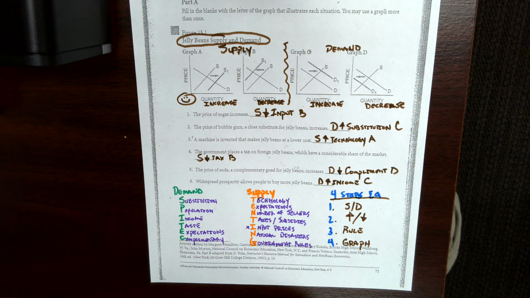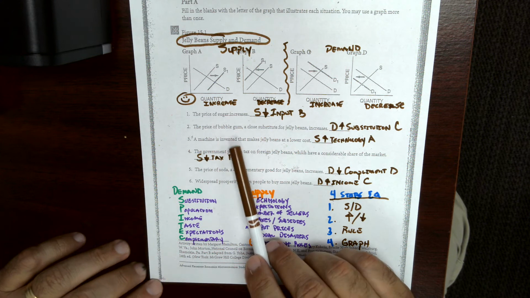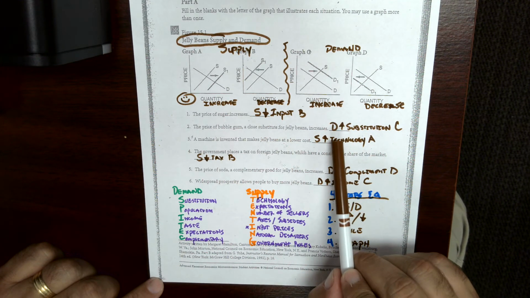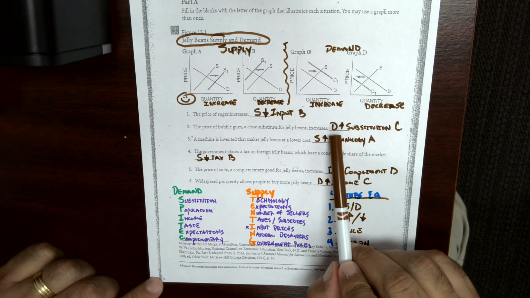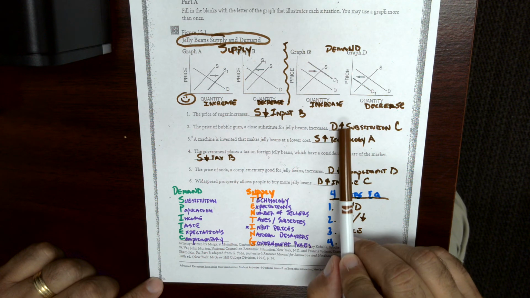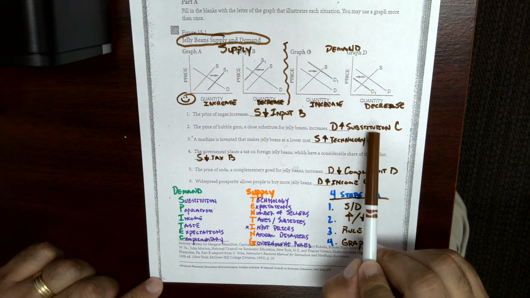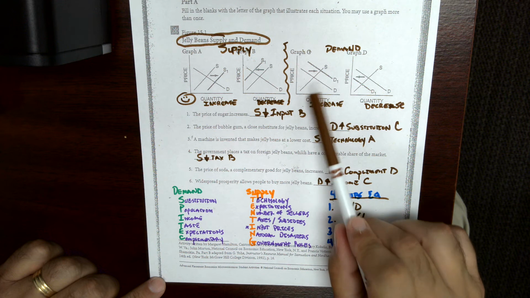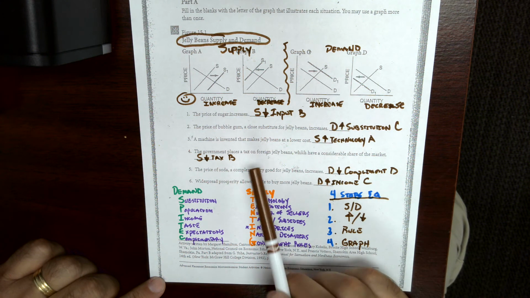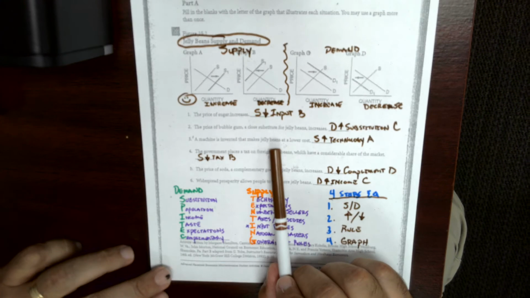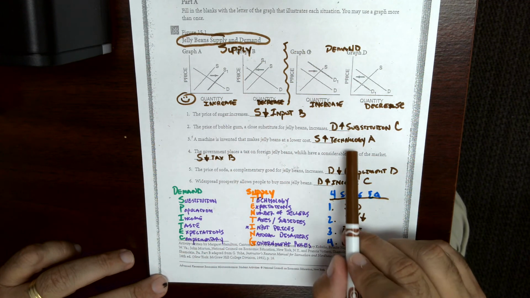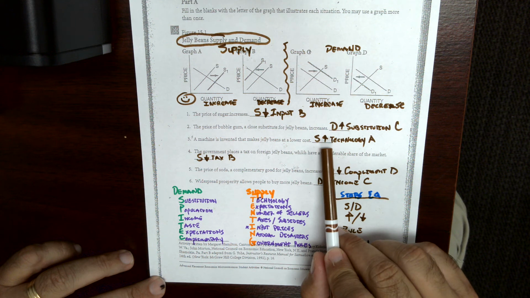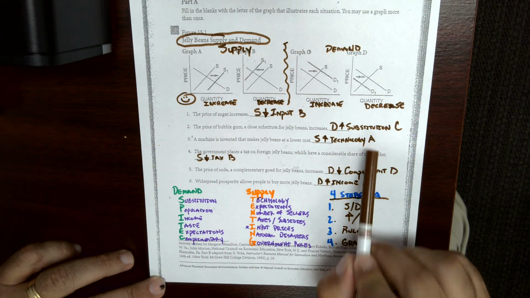Okay, now let's look at our answers. For number 2, it says the price of bubble gum, a close substitute for jelly beans, increases. So it's a substitution effect. The demand for jelly beans will increase because they become cheaper. Therefore, substitution effect, demand, graph C. A machine is invented to make jelly beans at a lower cost. That's technology. Technology will always increase our supply, therefore graph A.